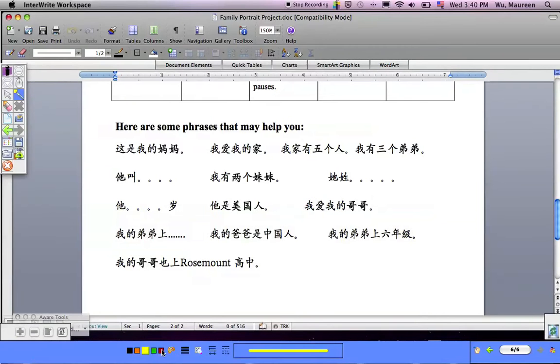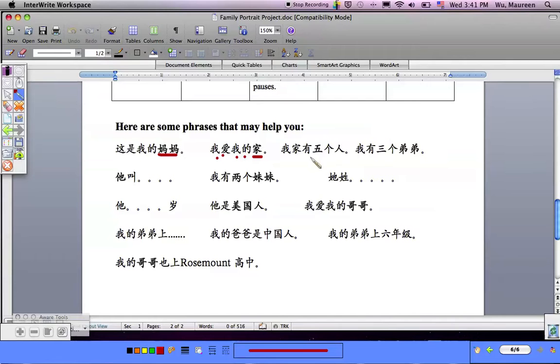And then finally, I want to talk about using some of these sentences. So here we have, 这是我的妈妈. Okay, there are things you could substitute here, like mama. This is my mom. But you could easily use this sentence to say, this is my brother. This is my sister. 我爱我的家. I love my family. Instead of saying you love your family, you could say, I love my mom. I love my dad.